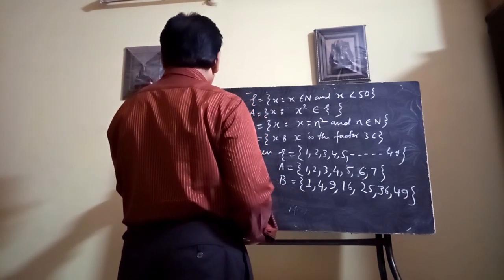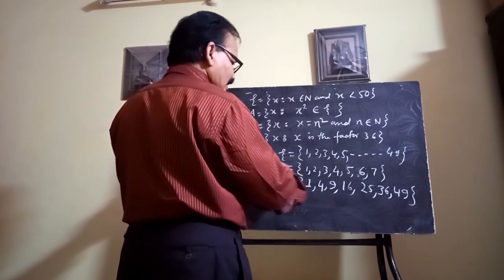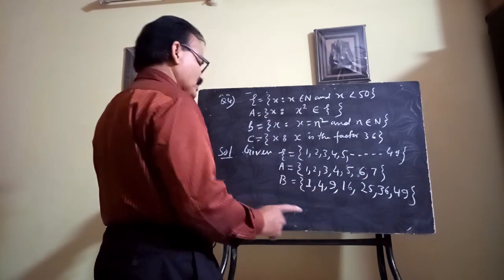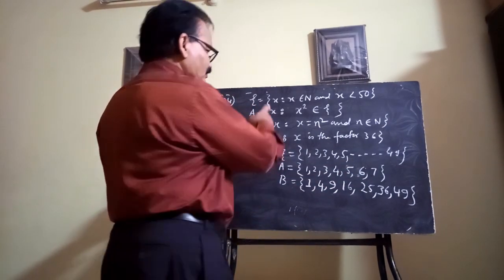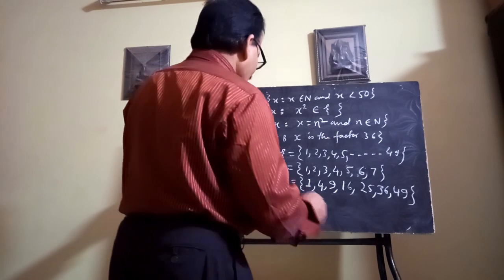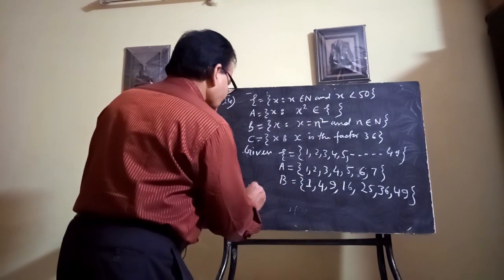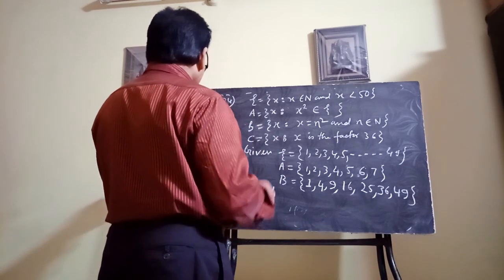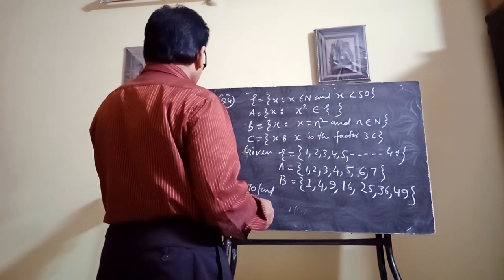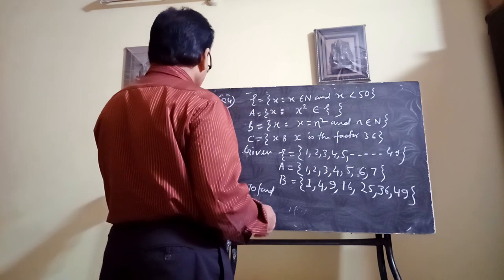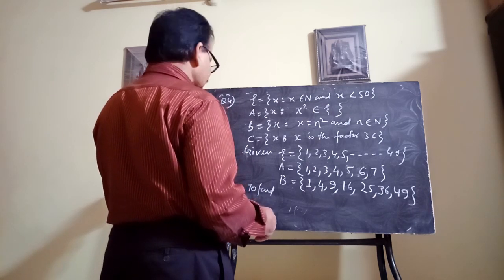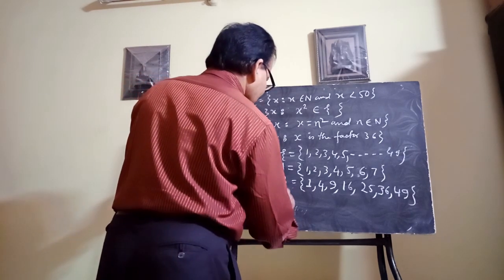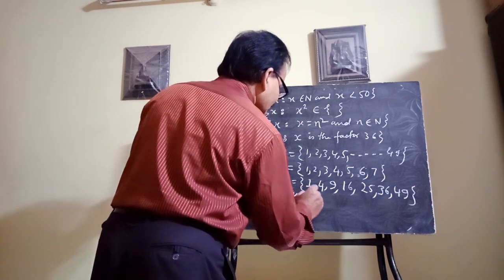Now your question is, you have already written the sets in roster form from the given part. Now what you have to find out is whether each statement is true or false. First question is, you have to say whether A is a subset of B or not. Find true or false.